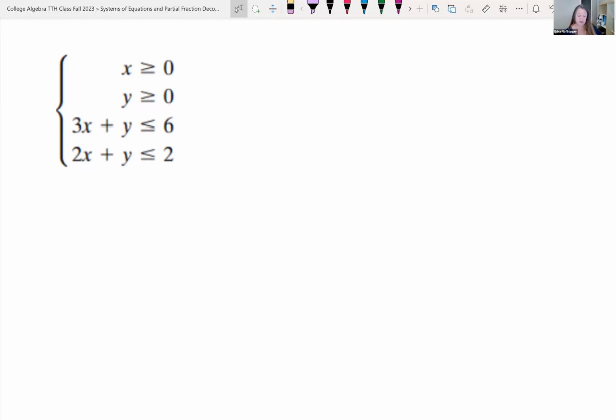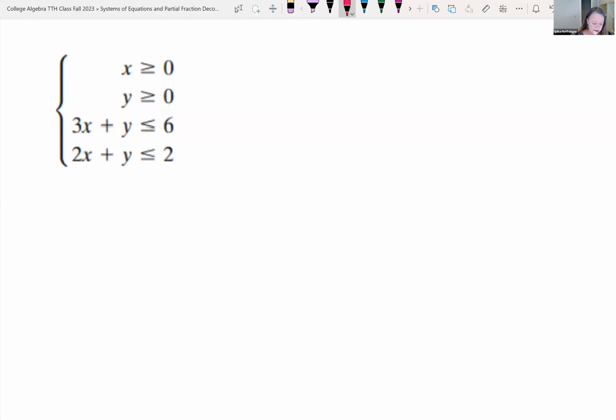So I have a system of linear inequalities in front of us. x is greater than or equal to 0. y is greater than or equal to 0. So right there, that tells me I'm just looking at things in my first quadrant. Both x and y have to be positive. I have 3x plus y is less than or equal to 6, and 2x plus y is less than or equal to 2.